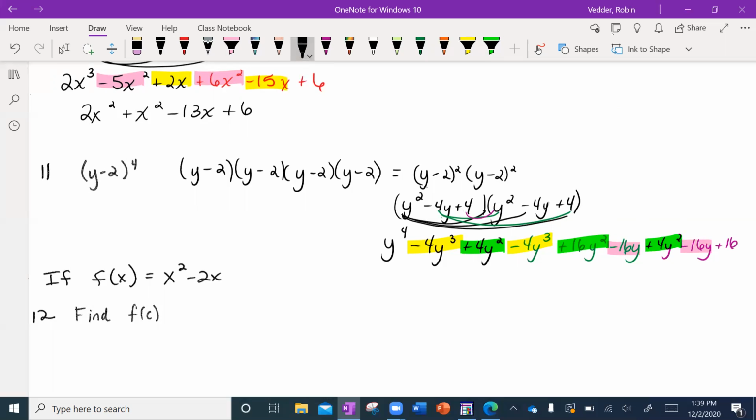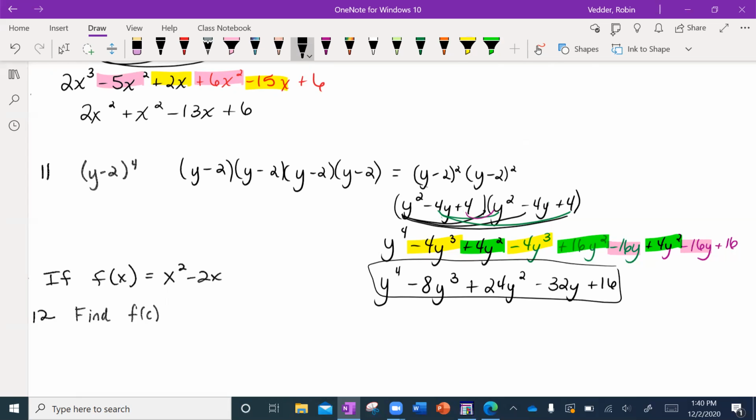So our final answer is going to be y to the fourth. For our y cubed, we have negative 4 minus 4, which is negative 8y cubed. For our y squared, 4 plus 16 is 20. 20 plus 4 is 24y squared. Don't add your exponents. Finally, for the constant, oh, sorry, almost forgetting the y's. Negative 16 minus 16 is negative 32y plus 16.